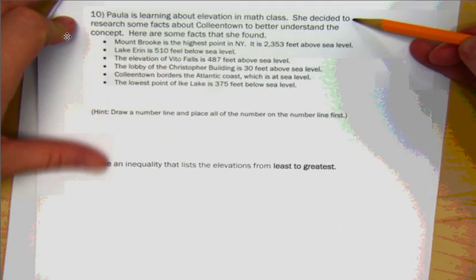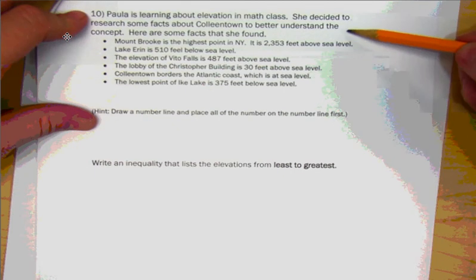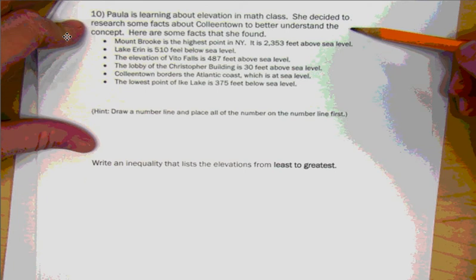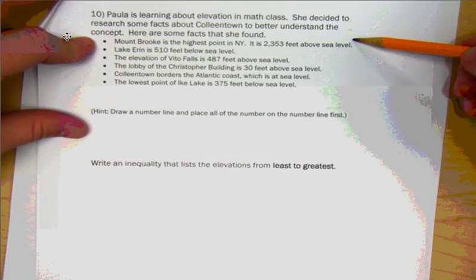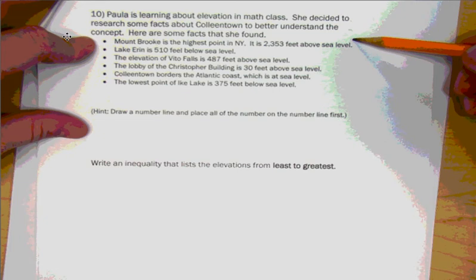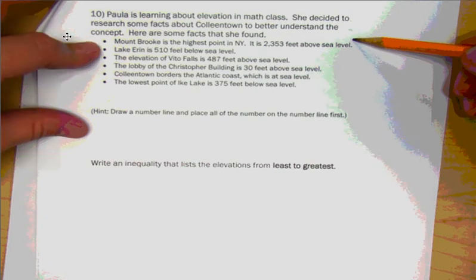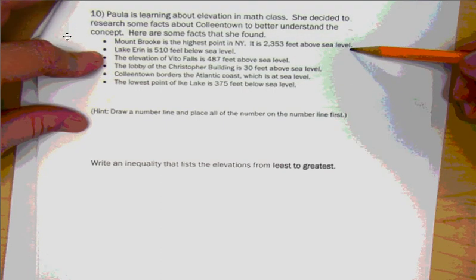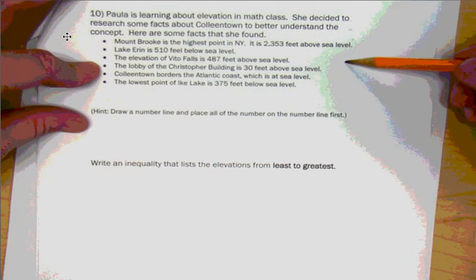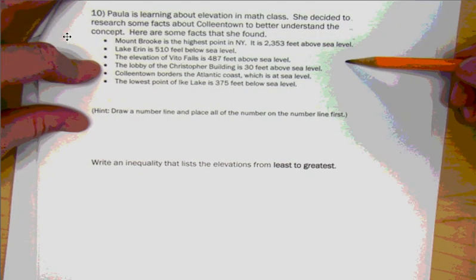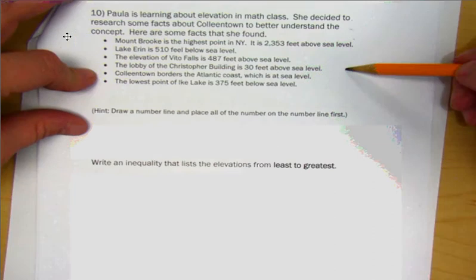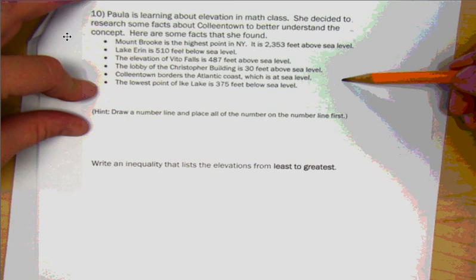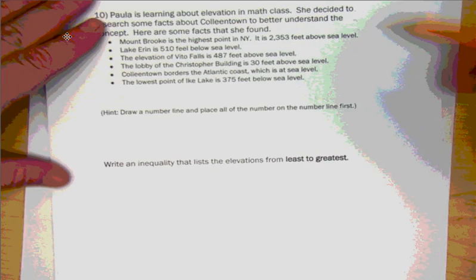Paula is learning about elevation in math class. She decided to research some facts about Colleentown to better understand the concept. Here are some facts that she found. Mount Brooke is the highest point in New York at 2,353 feet above sea level. Lake Erin is 510 feet below sea level. The elevation of Vito Falls is 487 feet above sea level. The lobby of the Christopher Building is 30 feet above sea level. Colleentown borders the Atlantic coast, which is at sea level. The lowest point of Ike Lake is 375 feet below sea level.